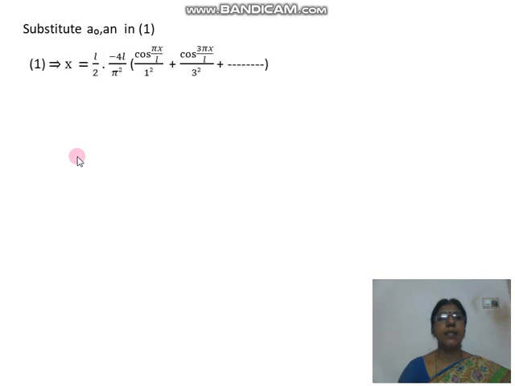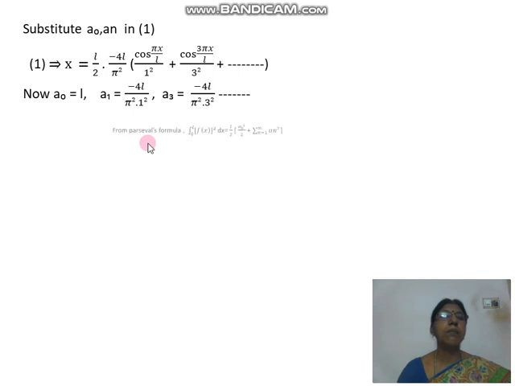Now substitute a naught, an in 1. In place of f of x we have x, that is equal to L by 2 minus 4 by pi, L square minus 4L by pi square cos (pi x by L) by 1 square plus cos 3 pi x by L by 3 square and so on. This is the required series. Now we have already seen a naught is equal to L, a1 is minus 4L by pi square 1 square, a3 is minus 4L by pi square 3 square. Now we are going to deduce the given series by using Parseval's formula.